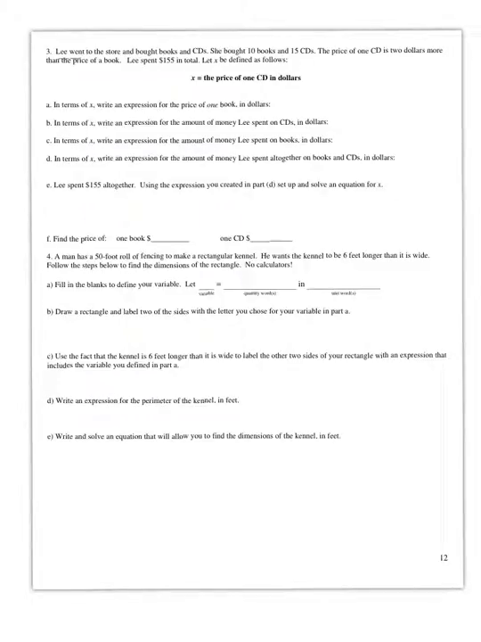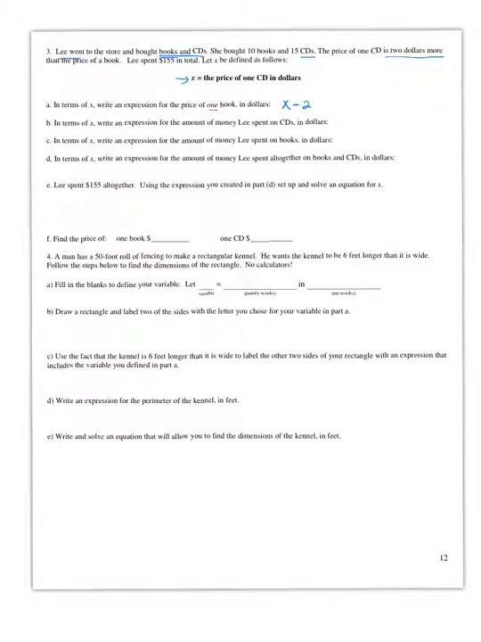Number 3. Lee went to the store and bought books and CDs. She bought 10 books and 15 CDs. The price of a CD is $2 more than the price of a book. She spent $155 in total. This time we're defining X to be the price of CDs, and now we're going to write an expression for the price of a book.